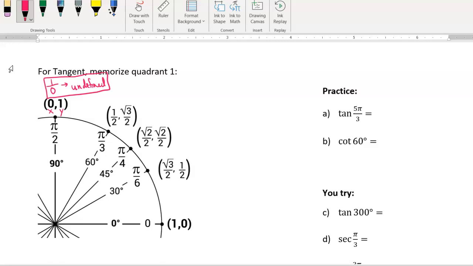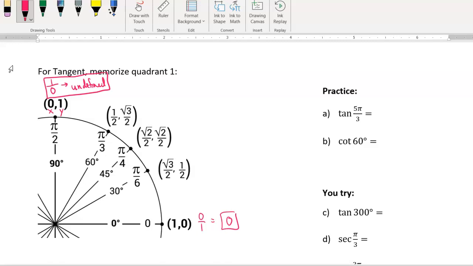So let's go over here at 0 degrees at the beginning. If I take 0 divided by 1, well, that's possible. That's just 0. So the tangent of 0 degrees, the tangent of 0 radians, the tangent of 2 pi radians would all be 0.